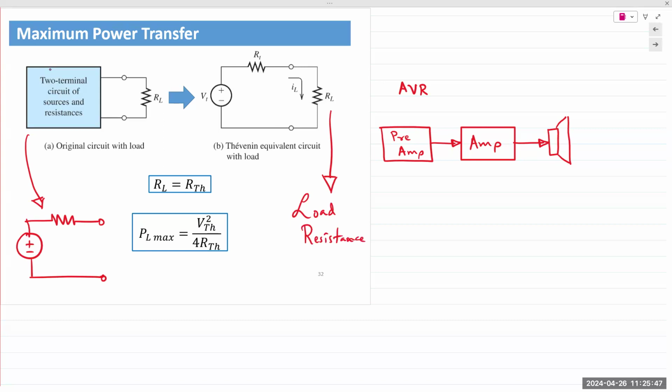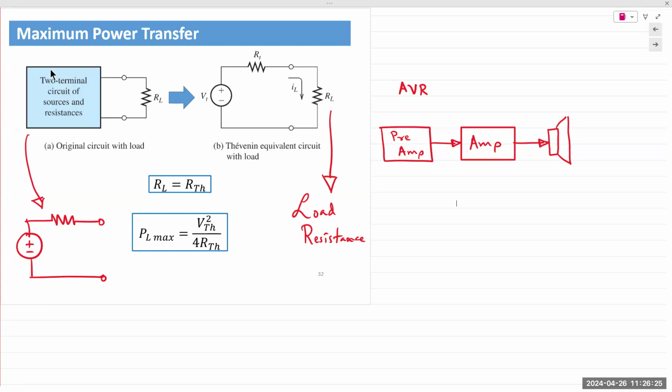Every succeeding circuit is acting as a load for the preceding circuit. So the speaker is the load for the amplifier. The amplifier is the load for the preamplifier. Make sense? So if you take the preamplifier and the amplifier, and you want maximum power to be transferred from the preamp to the amplifier stage, the Thevenin resistance of both should be equal. In that scenario, maximum power will be transferred.